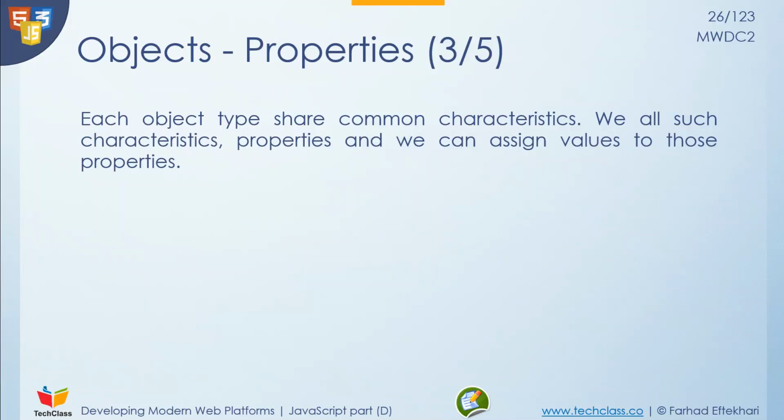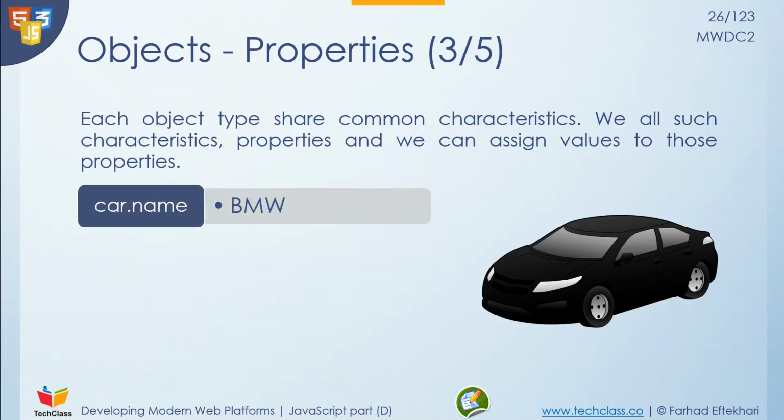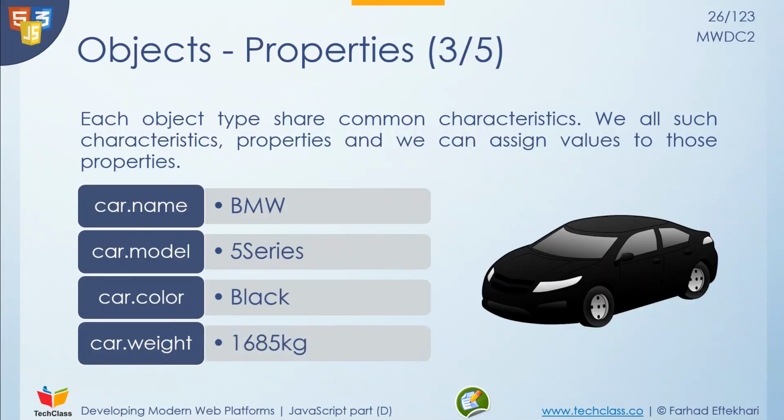Each object type shares common characteristics. We call such characteristics properties, and we can assign values to those properties. For instance, imagine we want to create an object named car. So the car name is a property of a car. Imagine it's a BMW car, a car model, 5 series, and car color, which is black, and car weight. So every single car has these 4 different properties. So if you want to create another object, which is a car, then you can also assign these property values to that car as well.